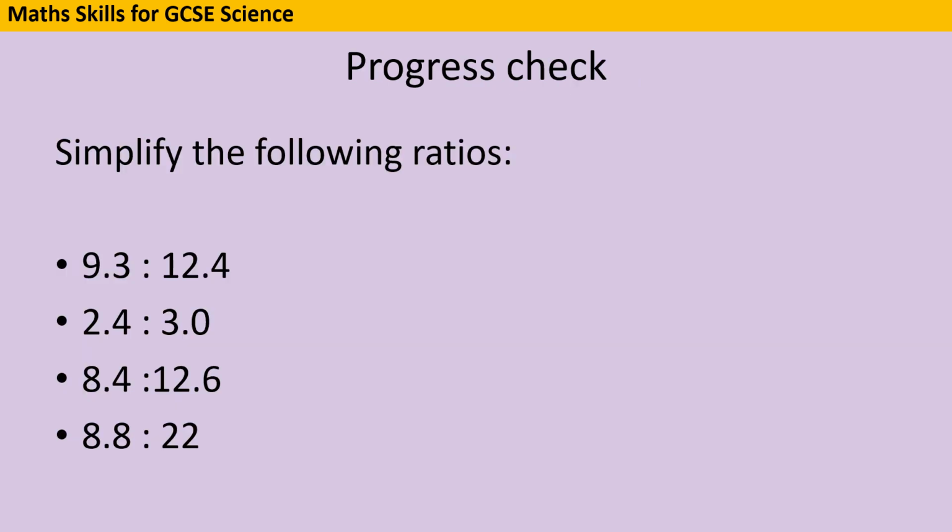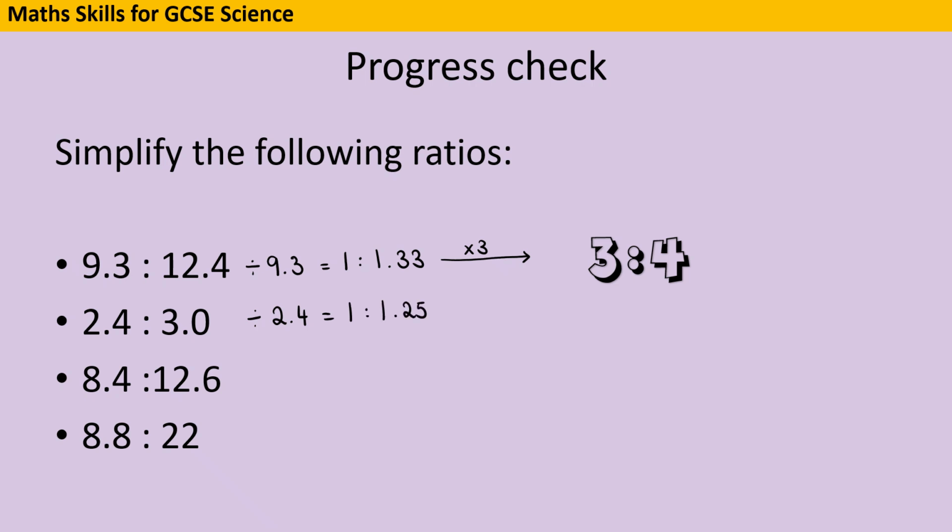So let's have a go at some of these tricky ratios together and see if we can simplify them. 9.3 to 12.4. We're going to divide both sides by 9.3. That gives us 1 to 1.33. So remember, that means we need to multiply everything by 3, which gives us a ratio of 3 to 4. 2.4 and 3, we're going to both divide by 2.4. And then we're going to multiply this by 4, and that's going to give us a ratio of 4 to 5.